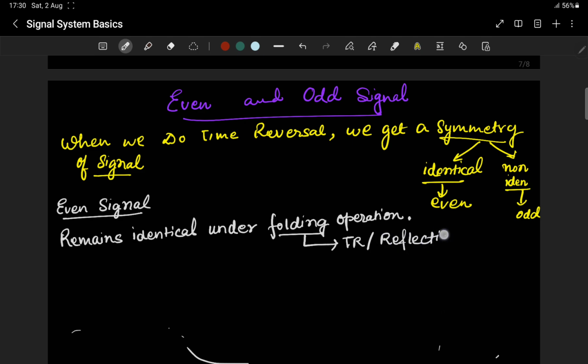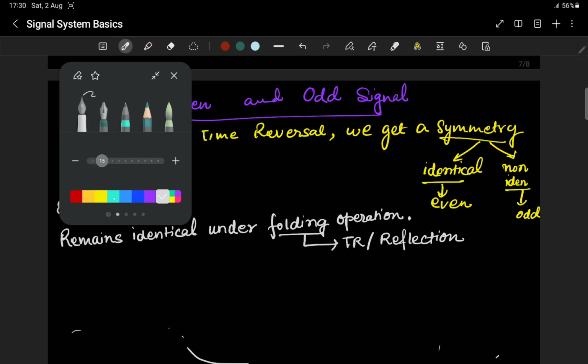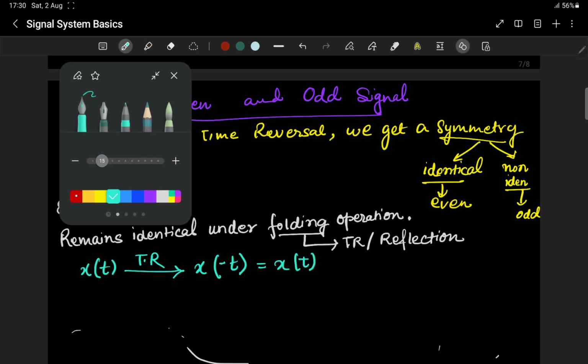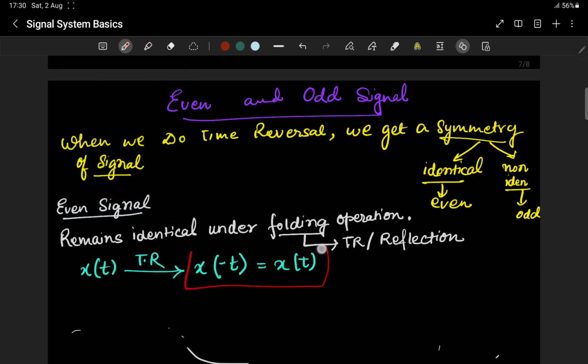Let me give you a normal example. Think of any signal with this property; the equations are always going to be important, so mark the equation very well. When we do time reversal on x(t), it becomes x(-t), but this x(-t) is equal to x(t). Please note this property down. This is very important, and it's the best thing you can remember for yourself.